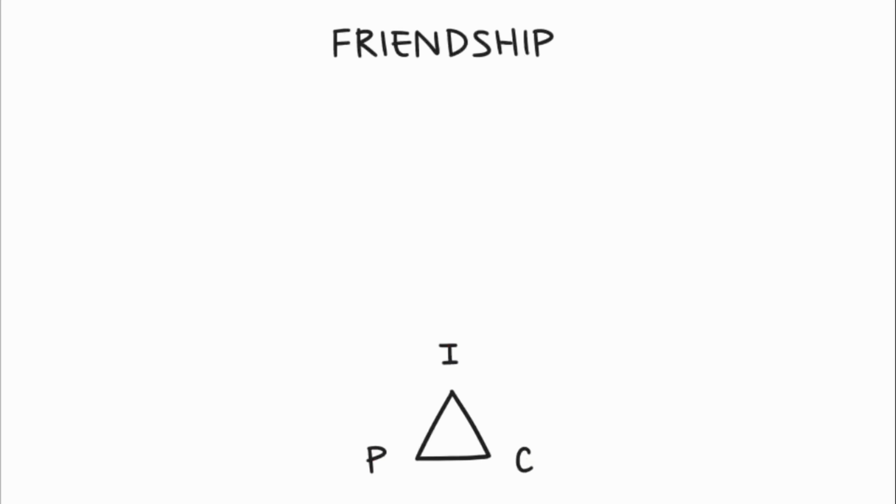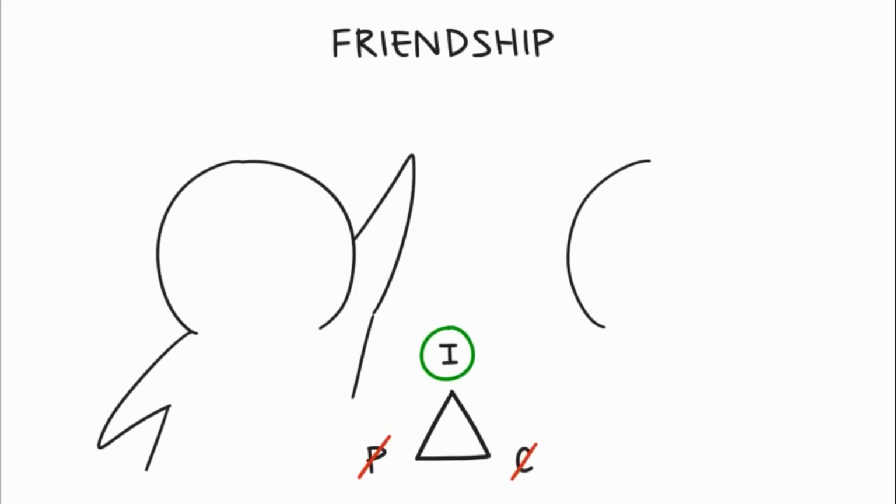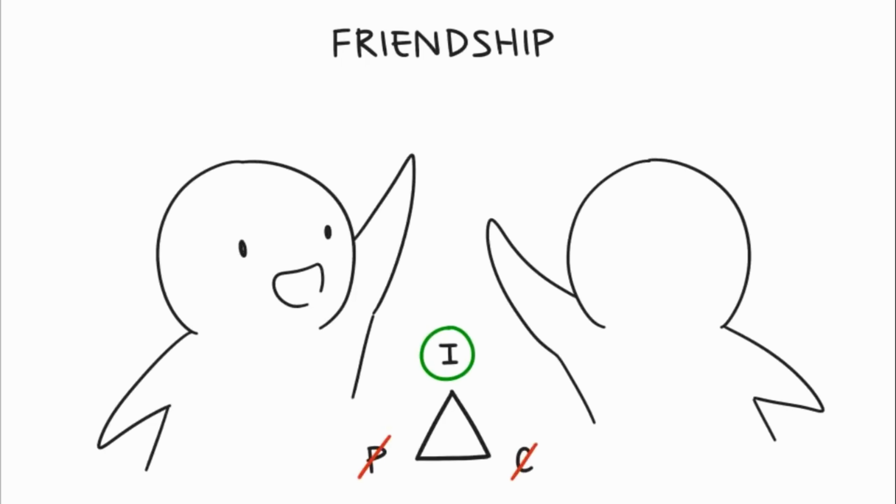2. Friendship. Friendship exists when only intimacy is present. This is the set of feelings you experience without the intense passion or commitment of romance. It can, however, be a route for other forms of love to manifest from.